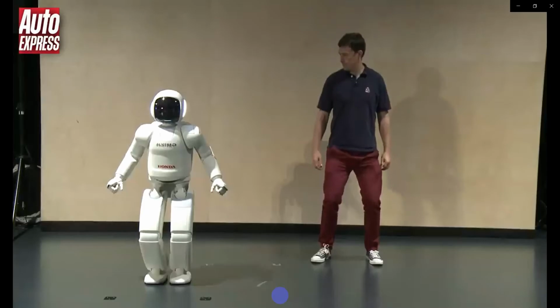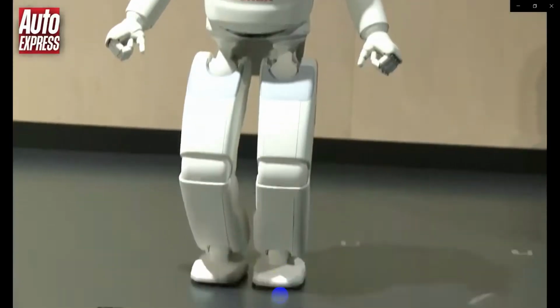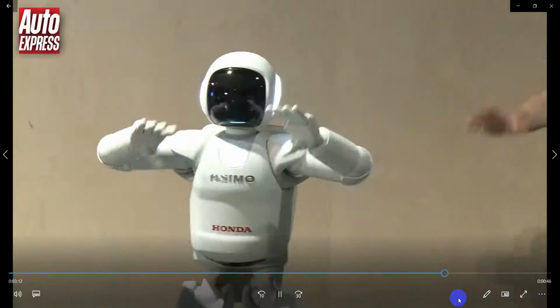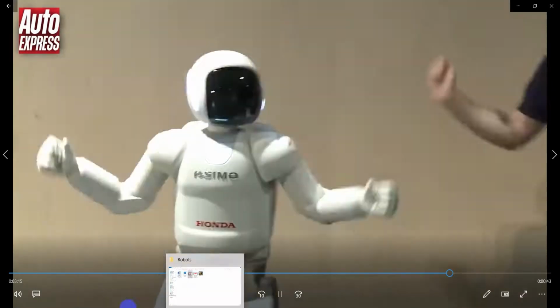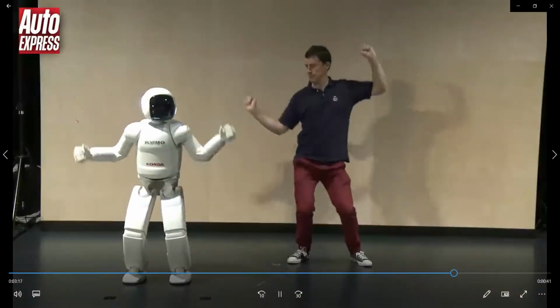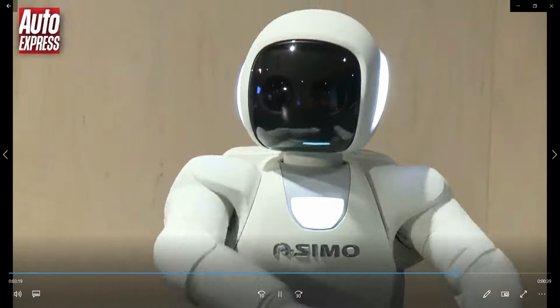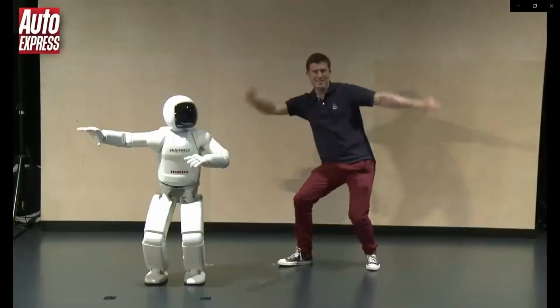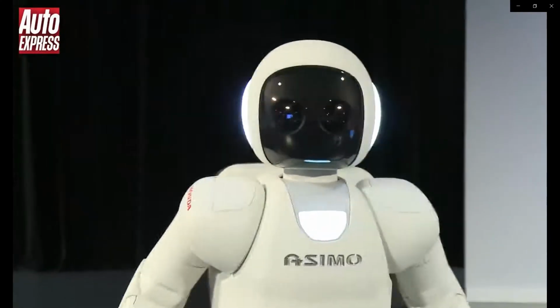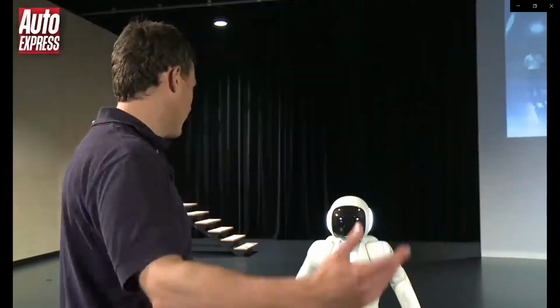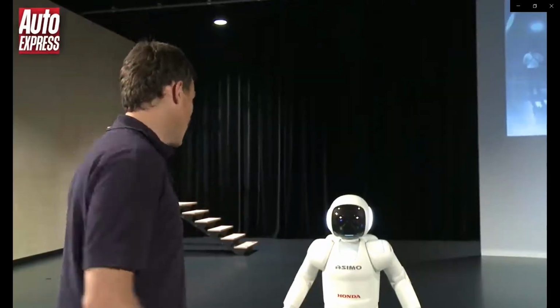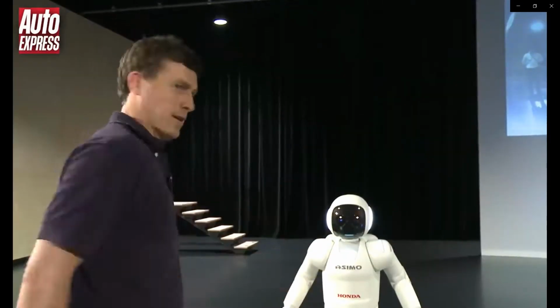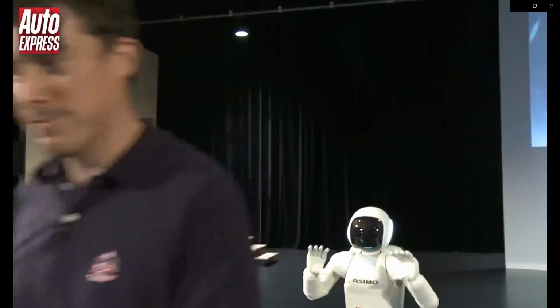In total, Asimo has 57 degrees of freedom, and this allows it to dance, while its 52-volt battery can keep it going for 40 minutes. Looks like this robot actually has better moves than some humans. Anyway, enough of that. Well, Asimo, I've got to go now, but it was very nice to meet you, and don't forget to write, okay, or email, or whatever it is that robots do.